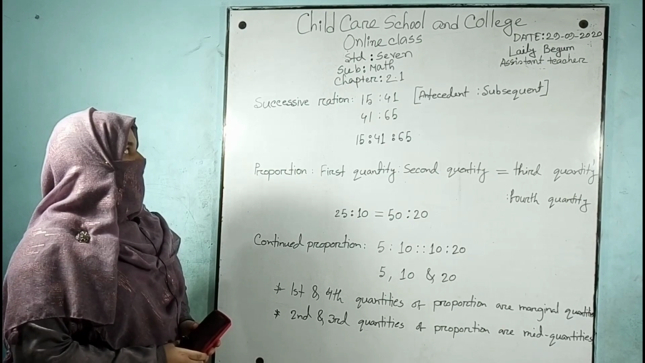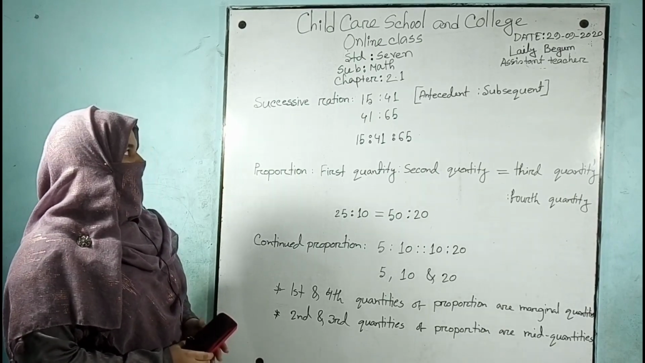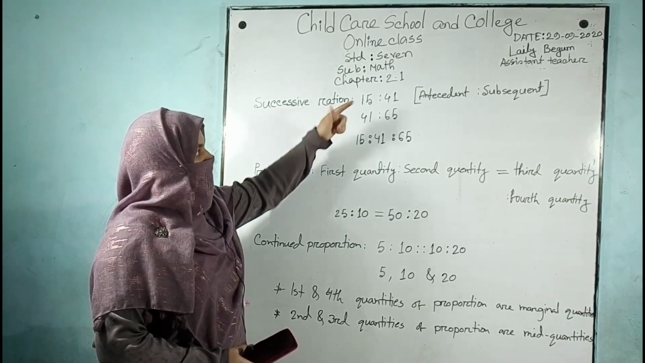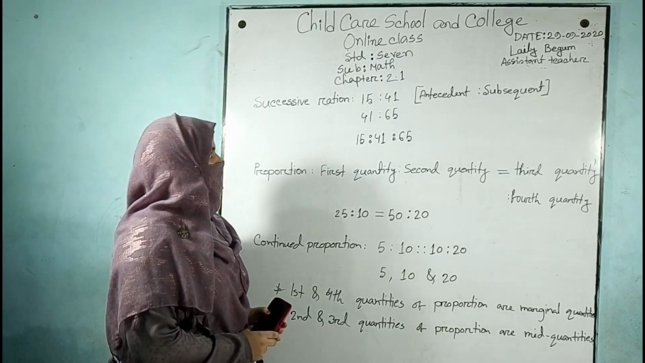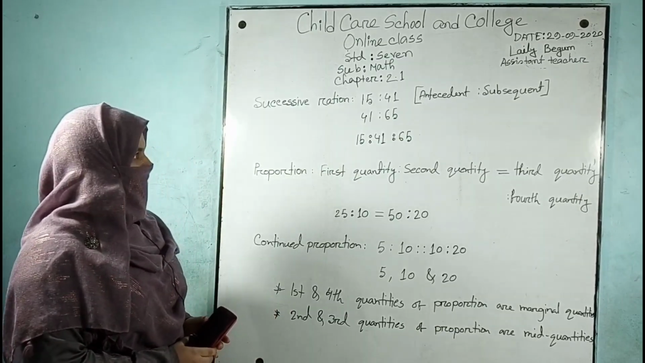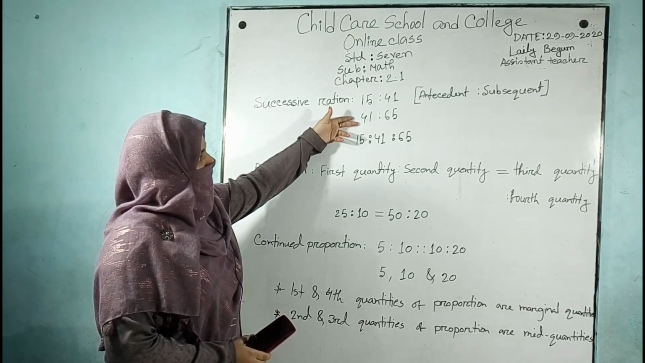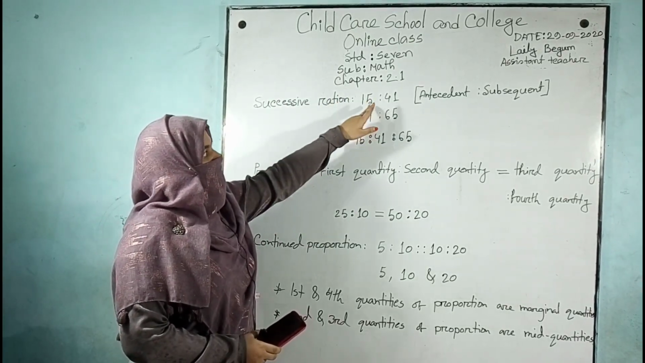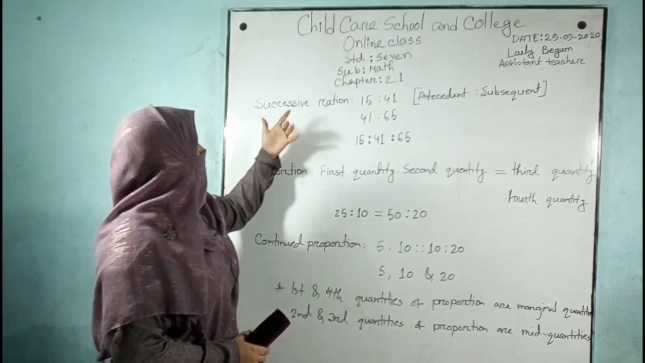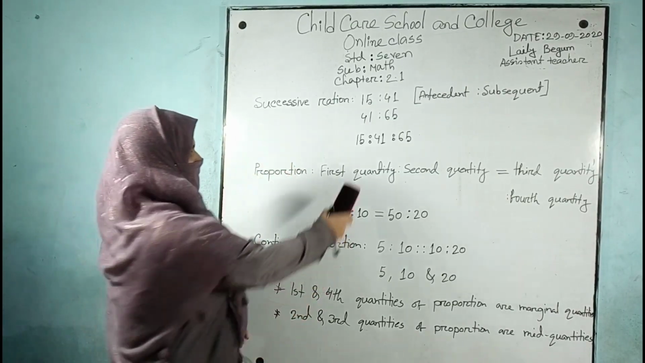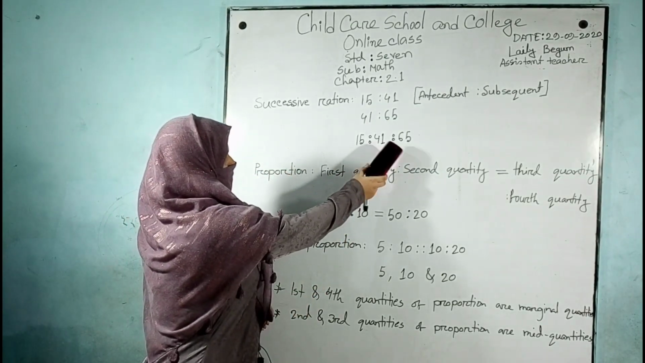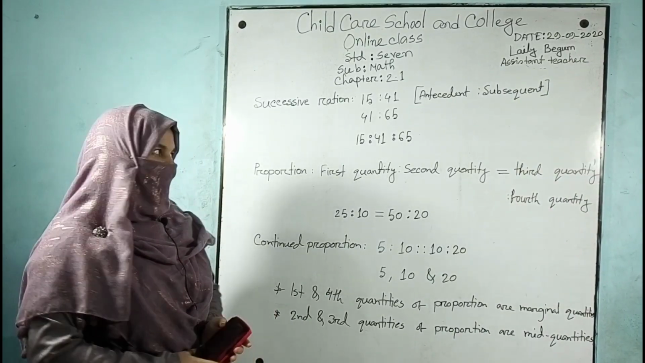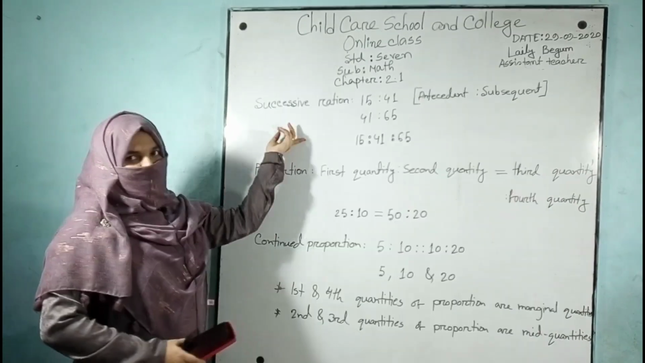Successive ratio. In successive ratio, the subsequent of the first ratio and the antecedent of the second ratio are equal. If these two are equal, then we call this a successive ratio. That means the ratio 1:5 and the ratio 5:6. This is called a successive ratio.